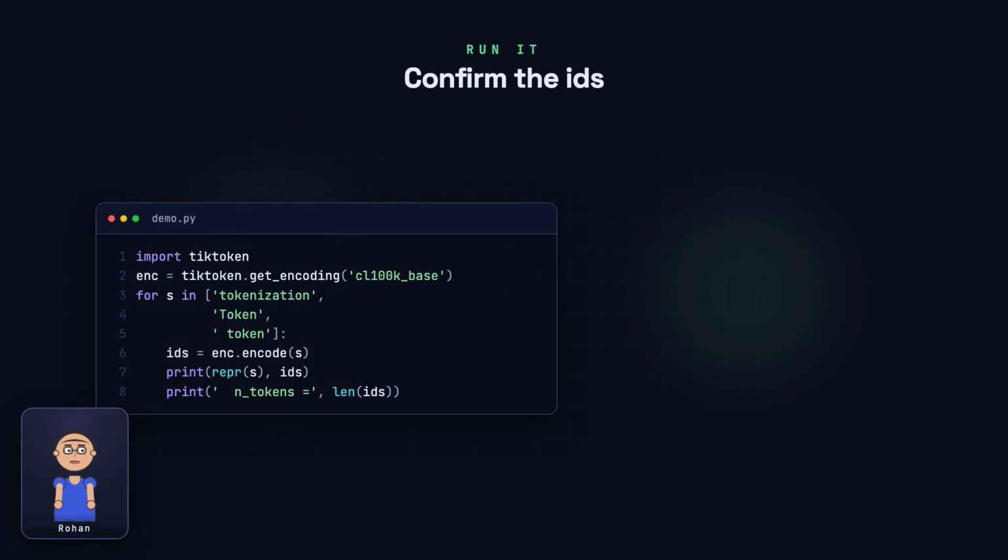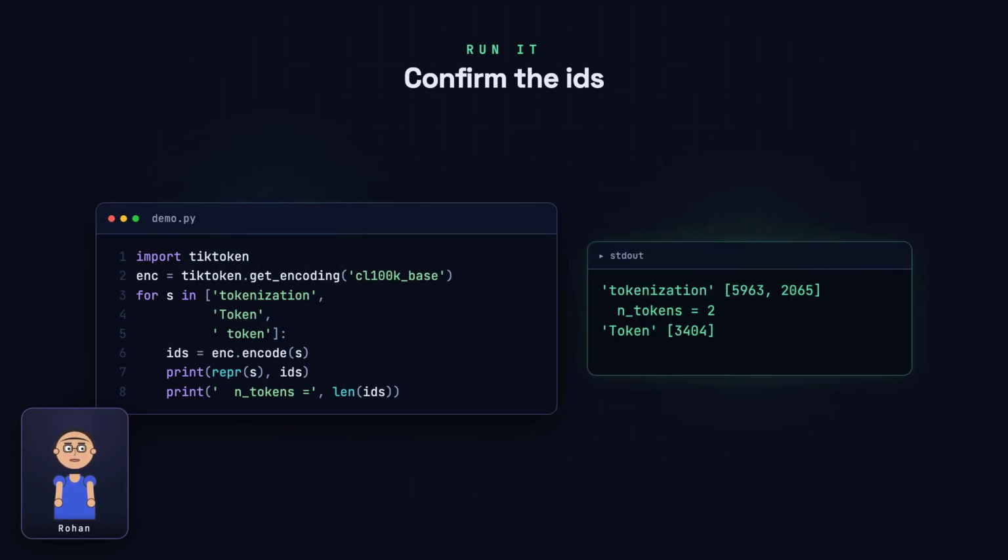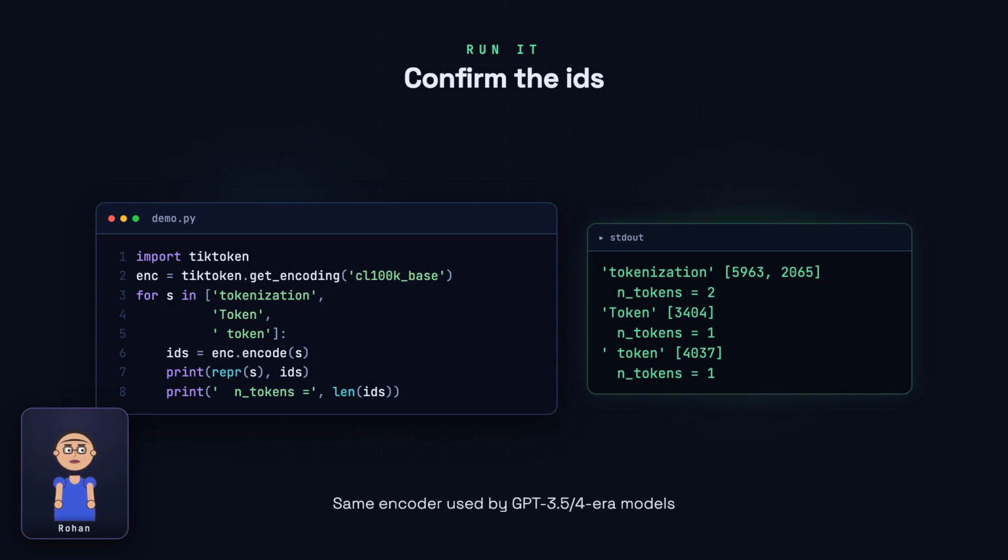Here it is for real, using tiktoken with the cl100k encoding. We encode "tokenization", then capital "Token", then "token" with a leading space. Watch the output. "Tokenization" comes back as 2 IDs, and the 2 casings of "token" give different single IDs. Nothing is memorized here. These numbers fall straight out of the fixed vocabulary.